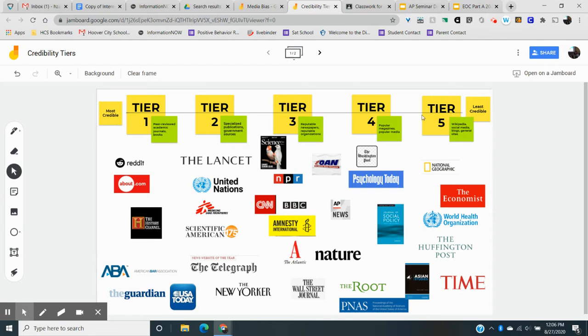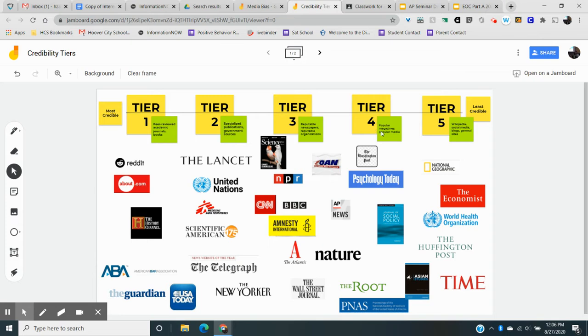What you'll notice about tier 5 is that this is pretty much something that anyone can change or anyone can create. So anyone can create a blog, anybody can go onto Wikipedia and make changes, anybody can go onto social media and say something. There's no credibility that's involved in determining whether or not somebody has the authority to talk about whatever it is that they're talking about. It's just someone on the internet. Okay, so that's tier 5.